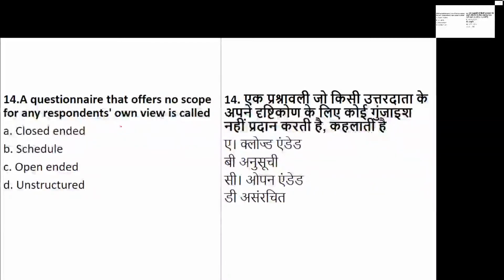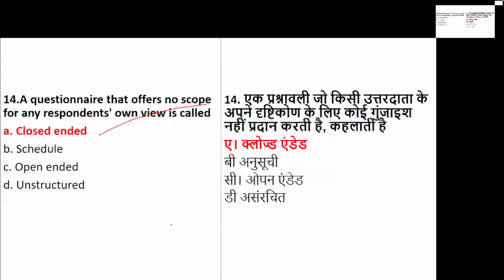A questionnaire that offers no scope for any respondent's own view. Will it be called close-ended? Will it be called a schedule? Will it be called open-ended or unstructured? Okay. There is no scope. You have to just revert as it is explained. So yes, very good. Many of them have rightly said it is close-ended. So close-ended has no scope, whereas open-ended questions have a very descriptive scope.